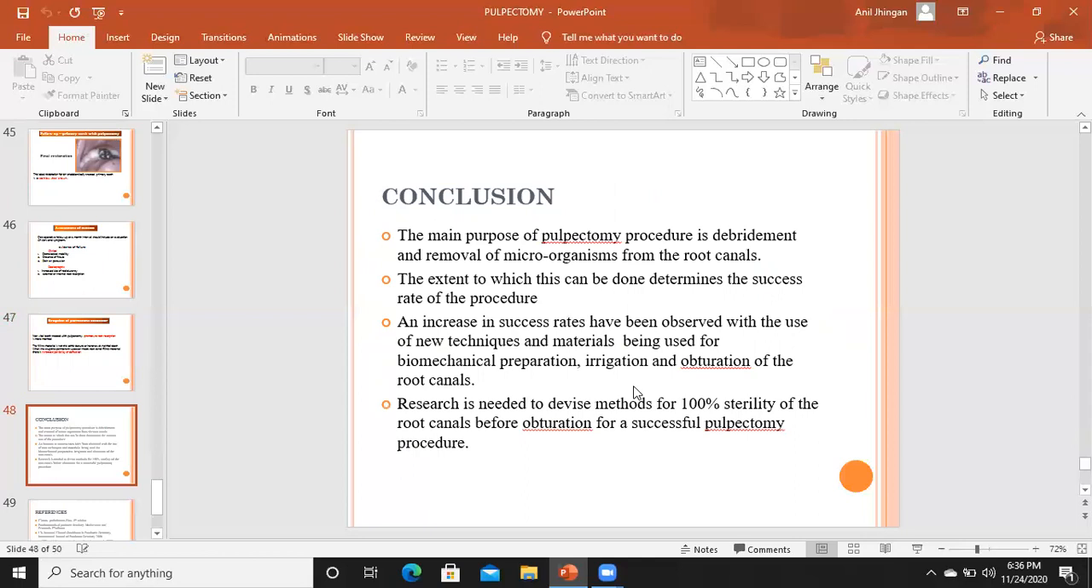Thus, to conclude, the main purpose of the pulpectomy procedure is debridement and removal of microorganisms from the root canal. The extent to which this is done determines the success of the procedure. An increase in success rates has been observed with the use of new techniques and materials for biomechanical preparation, irrigation, and obturation of the root canals. Research is needed to devise methods for 100% sterility of the root canal before obturation for a successful pulpectomy procedure.